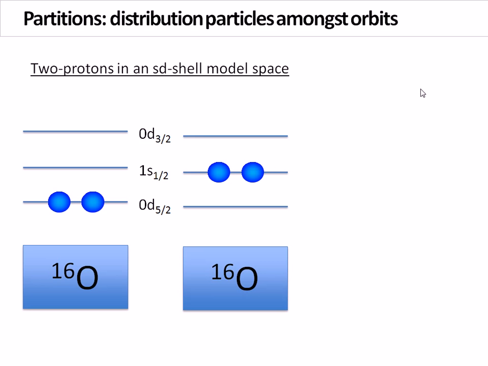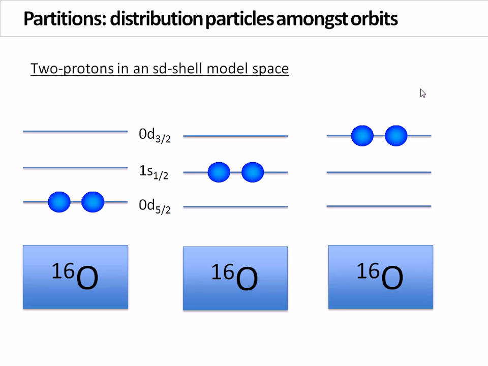So instead of putting those 2 protons in D5 halves, we could put them in S a half, or if we wanted to, we could put them in D3 halves. And all of these configurations, what we call these in terms of the shell model picture are partitions. A partition is one way of putting nucleons in orbitals. This is one particular partition, and I'll show you the details later. These are just 3 possible partitions, 3 different ways of putting those 2 protons in those 3 single particle states.